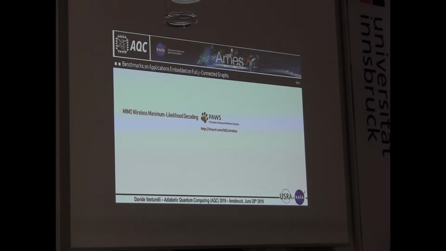And it's about wireless decoding. It's essentially a problem that we studied with Princeton University, where we are looking at the maximum likelihood optimization, where we're trying to understand what's the most likely signal that we received from a signal which has been sent through a noisy channel. And there are a lot of details there, and it's a problem which is substantially computationally intractable at scale, and is a fully connected QUBO for several encodings.